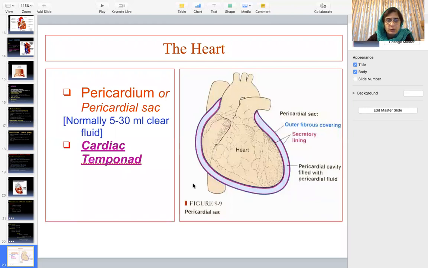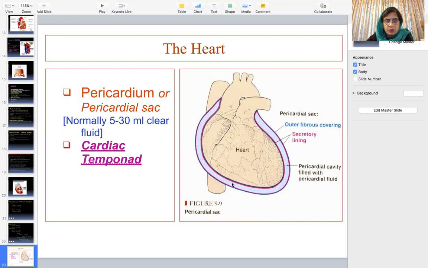Now the heart, I've told you the outermost layer of the heart is called the pericardium. And the pericardium again has two layers. The one which is facing the inner heart is called the visceral layer, and the one which is facing outward is called the pericardial layer.